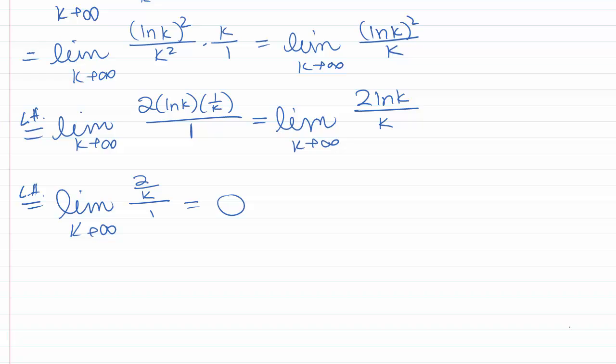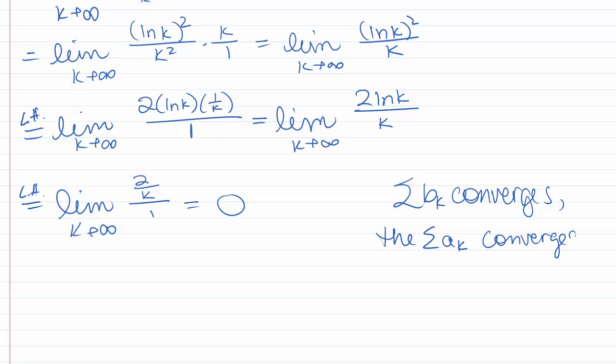Well, again, let's go back and look at what your limit comparison test says. It says if the limit equals 0, then we can only say something if the sum of b converges. It says if the sum b sub k converges, then the sum a sub k converges. But we have a sum b sub k of 1 over k, which diverges because it's harmonic. So again, we are at an impasse. This is inconclusive, but it's inconclusive for the opposite reason. Instead of the limit being too big, it's too small.